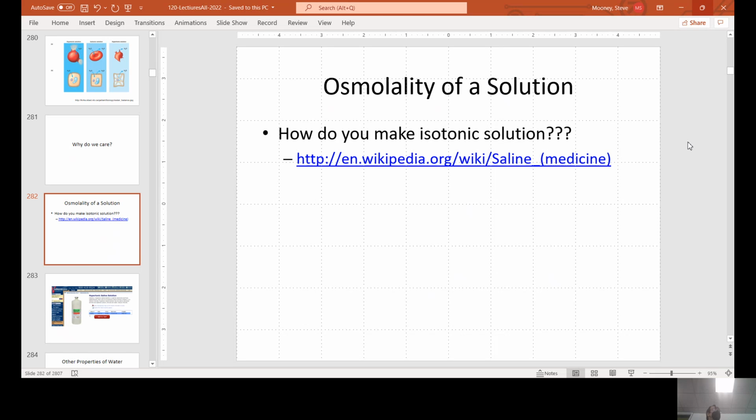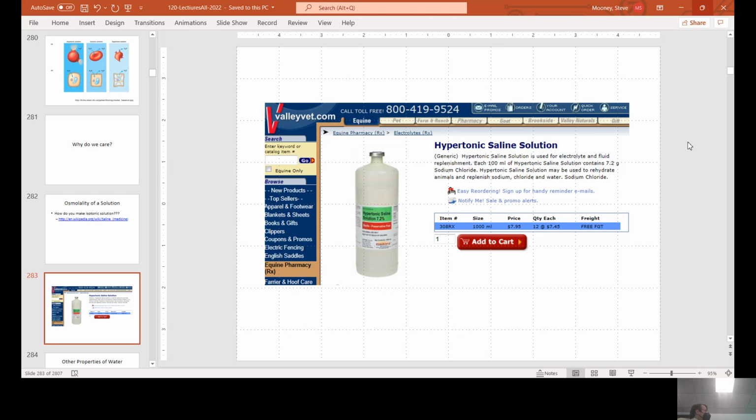So making sure we get that osmolality, making sure we've got a saline solution when we're dealing with the body, so we don't rupture those blood cells. We put straight water in, we will run into a situation where we rupture all our blood vessels or blood cells and things don't work as well.